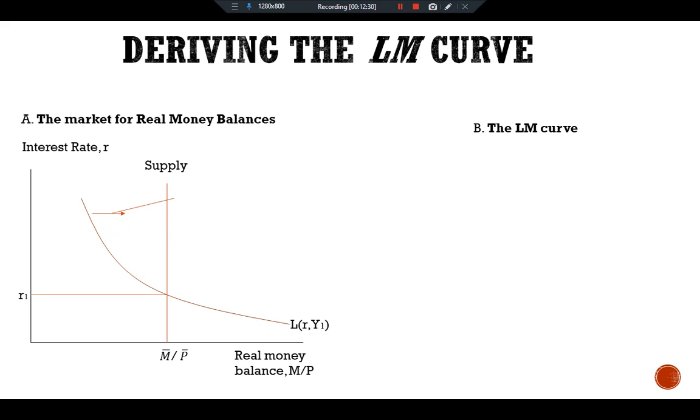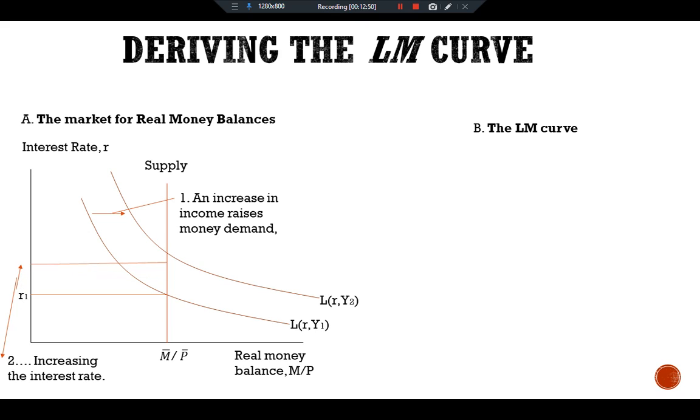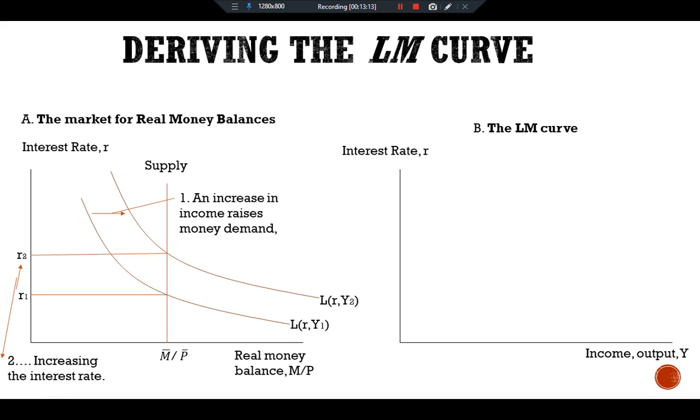So an increase in income raises the money demand, and the money demand curve will shift rightward or upward. This will increase the interest rate in the economy from R1 to R2. Now let's take these facts to the LM curve part. Here we have income, output Y, on the x-axis and the interest rate on the y-axis. When we have this interest rate, we can take the same interest rate into this part.